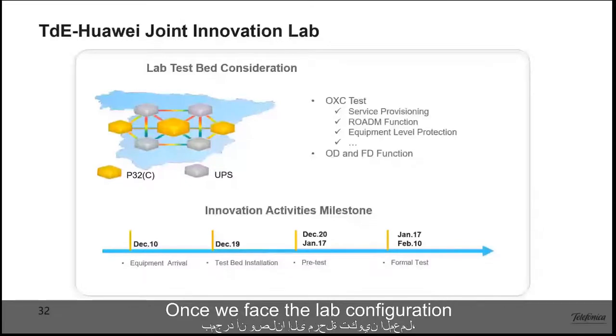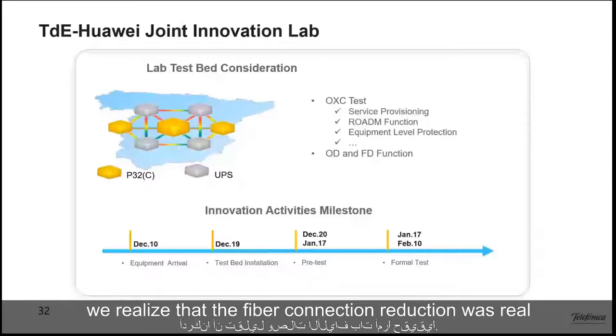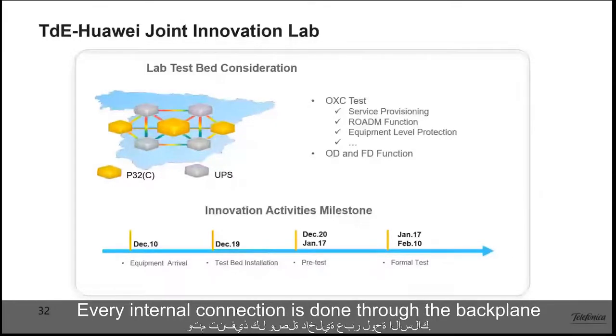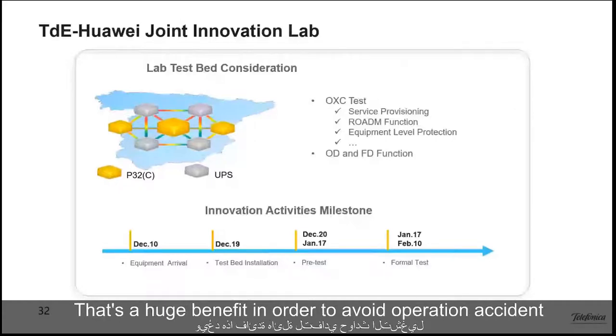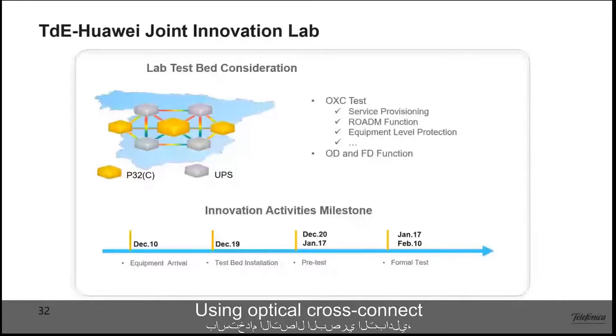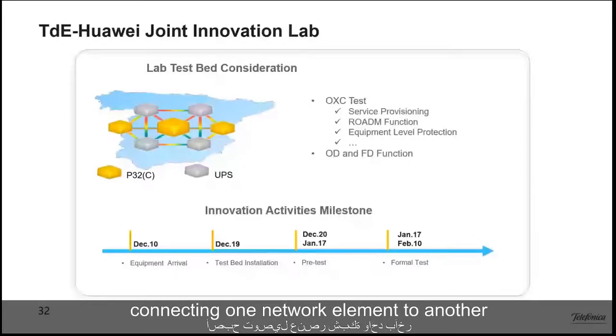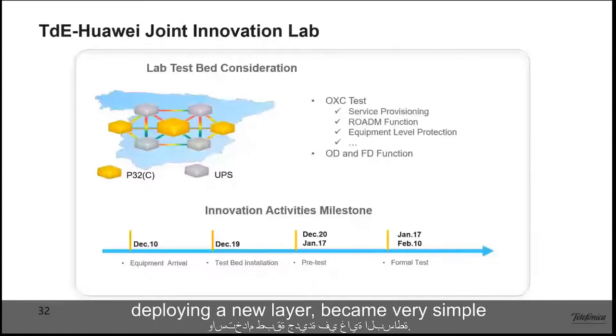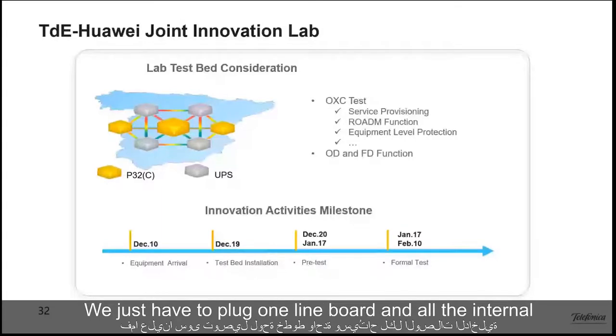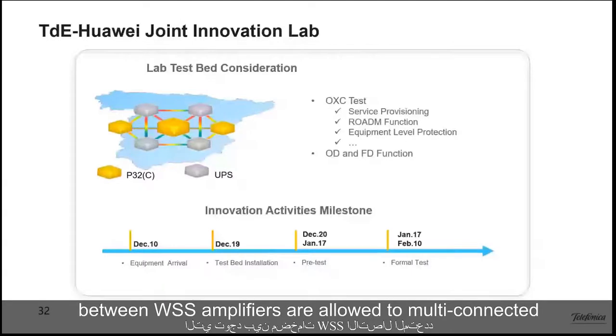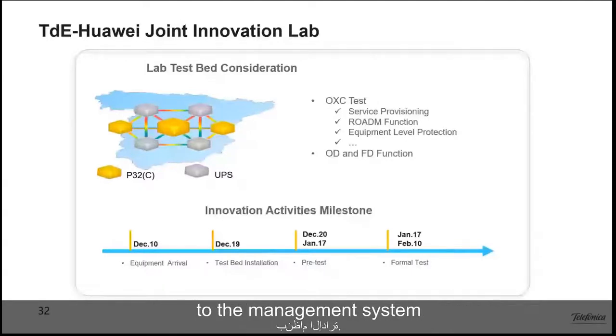Once we saw the lab configuration, we realized that the fiber connection reduction was obvious. Every internal connection is done through the back panel, and that's a huge benefit in order to avoid operation accidents and configuration mistakes. Using optical cross connect, connecting one network element to another, or deploying a new direction in a ROADM, became very simple. We just have to plug in one line board, and all the internal connections between WSS and amplifiers are automatically created in the management system. It's a faster and a safer process.